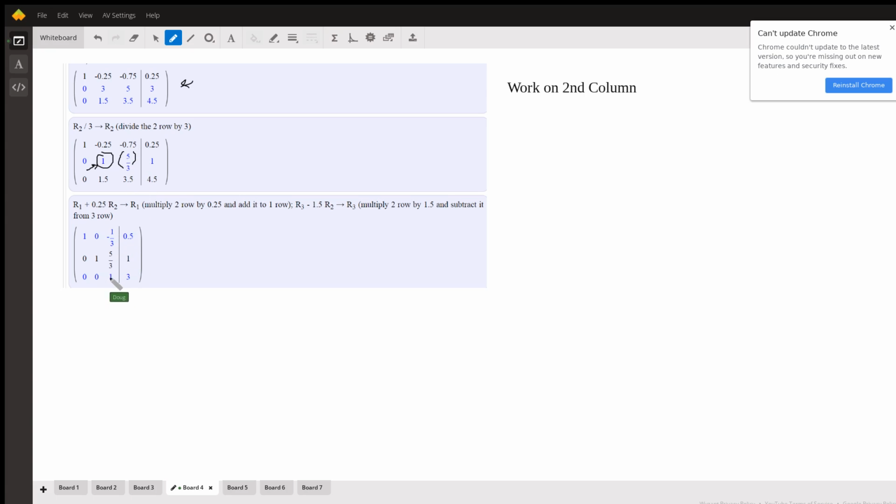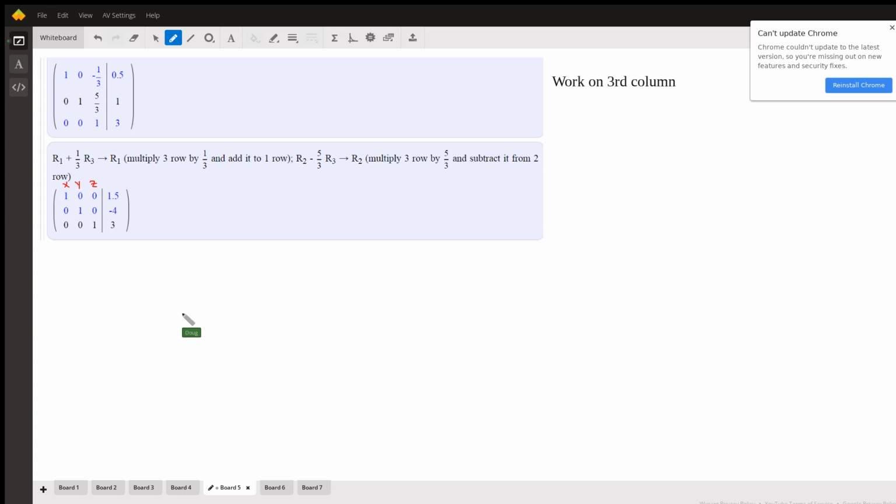Now, it conveniently turns out that after we perform that operation to make this a 0, this becomes a 1. But if it didn't, we'd have to divide, like if this was a 7, we'd have to divide by 7. But there it is. We're almost there. Now we have to work on column 3. This is already a 1, so we just have to multiply the third row by negative 5/3 and add it to the second row, then multiply by 1/3 and add it to the first row, and we've got our reduced row echelon form.